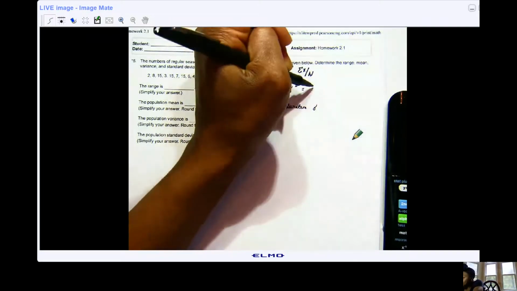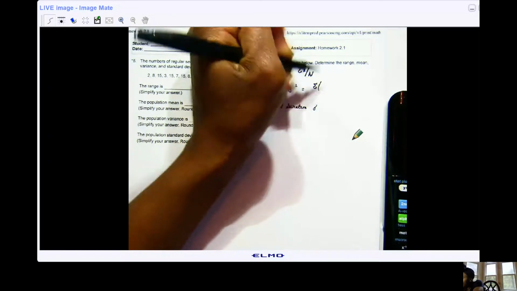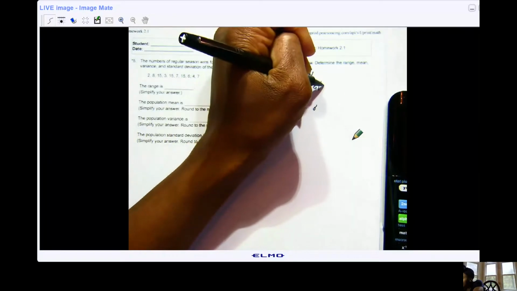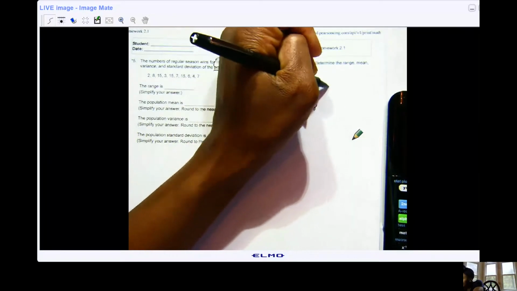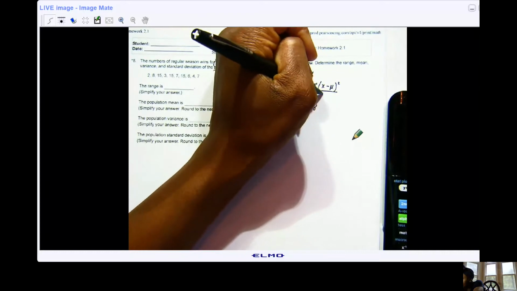Now, the variance formula is the sum of each data entry minus the mean, squared, all divided by the total number of data entries. That's the formula for variance.